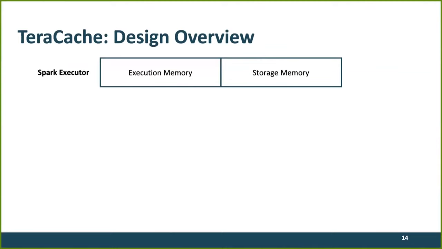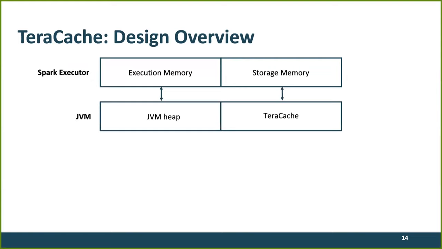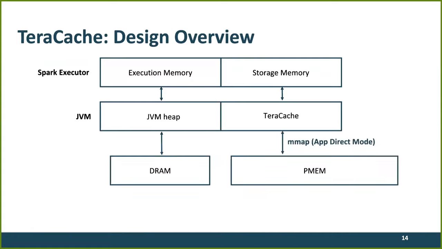We have the Spark executor memory that is divided into two logical spaces, execution memory and storage memory. Now we choose to split these two parts into two different heaps. The JVM supports two heaps: a JVM heap, which is garbage collected and holds execution memory, and this heap is located over DRAM, while the storage memory is located in TeraCache, which is memory mapped using DAX mode over persistent memory.